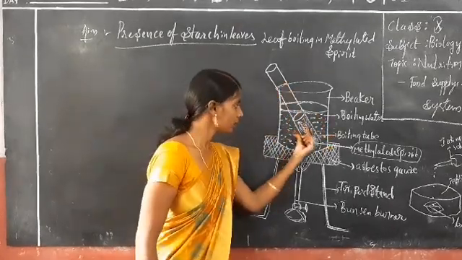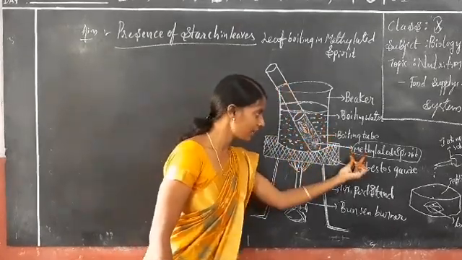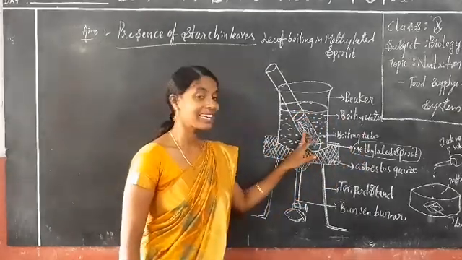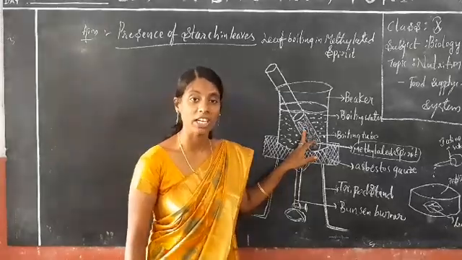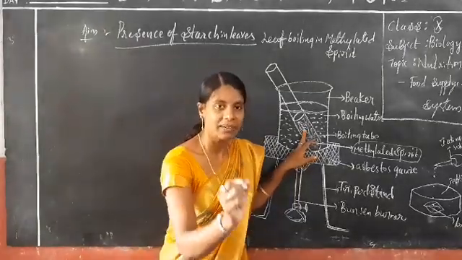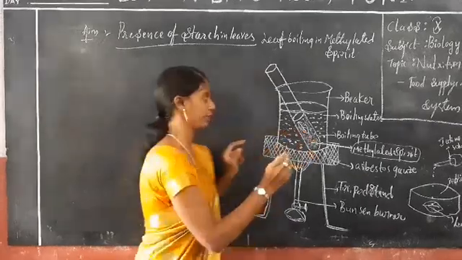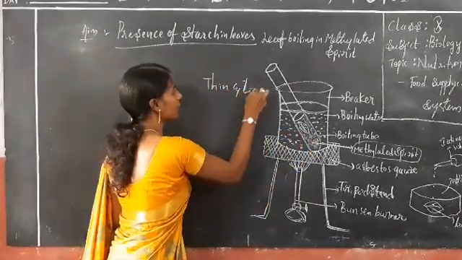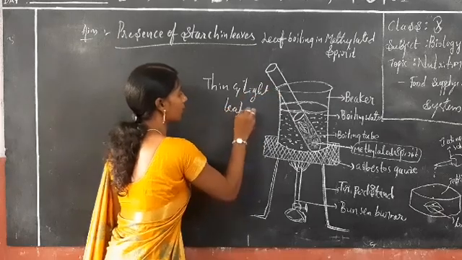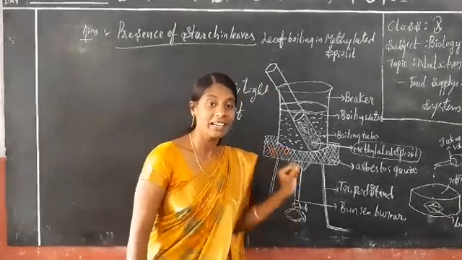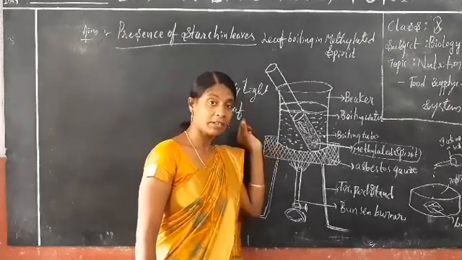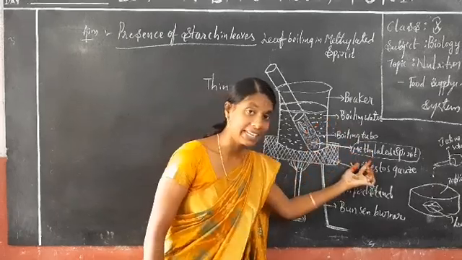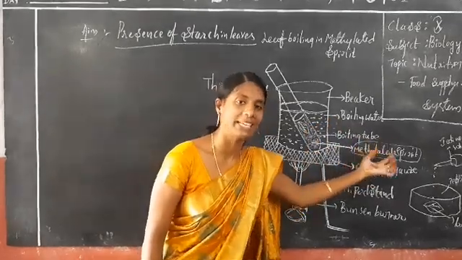So we take a test tube with methylated spirit, and first of all we have selected a healthy potted plant and collected a thin and very light leaf. Very thin and light leaf we selected. After selecting, we have to keep it inside the test tube which contains methylated spirit.